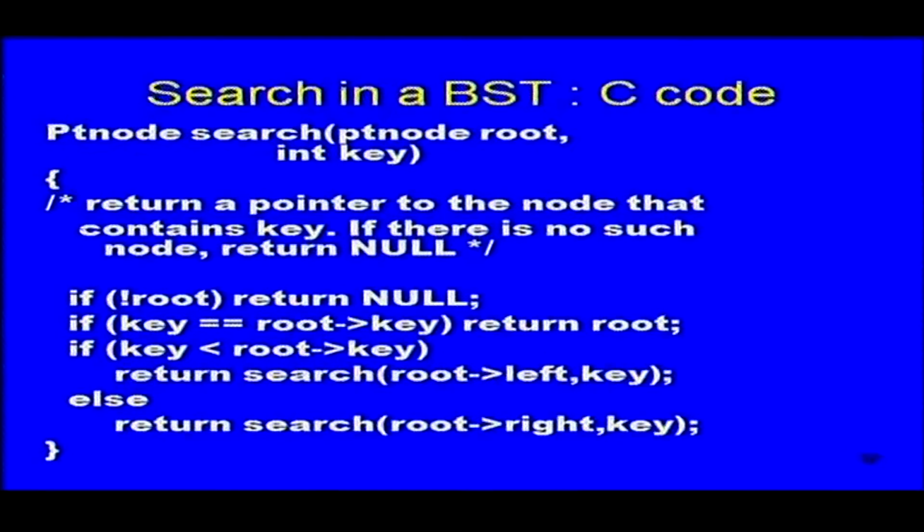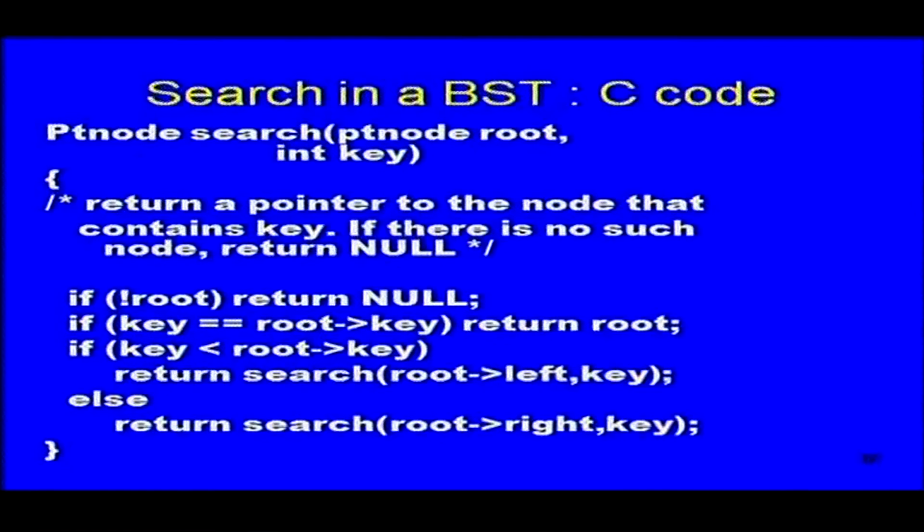So, this is the code. This is the root of the tree where you have to access the tree, and this is the key value that you have to search for. It will return a pointer to the node that contains the key. If there is no such node, it will return null. If there is no root, then you return null. If the key is equal to the value at the root, then return the root. If the key is less than the value at the root, you recursively call this search algorithm with the new root, which is the left subtree's root, and the same key value.